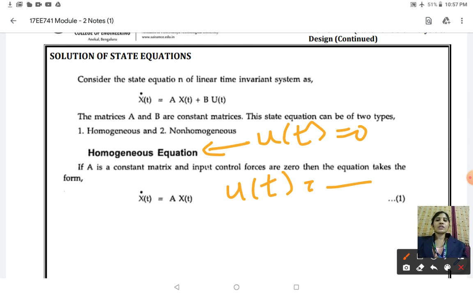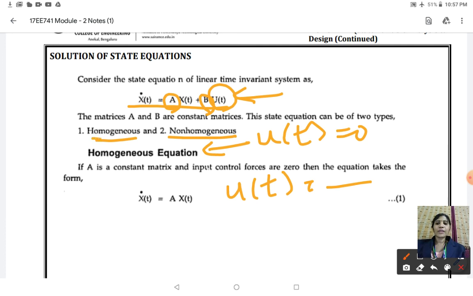Now consider the state equation of a linear time invariant system. The state equation is x dot of t is equal to A x of t plus B u of t. Here A is a constant matrix and B is also a constant matrix. This state equation can be of two types based on the input given or not. One is your homogeneous equation and the other one is your non-homogeneous equation.